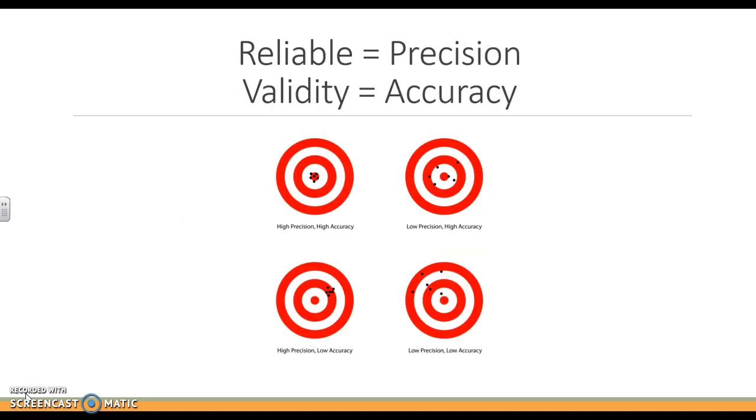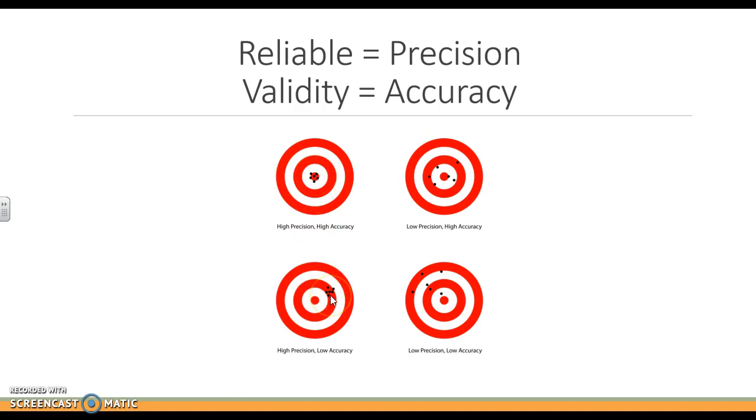So quick review. When we're talking about reliability, we're talking about the idea of precision. So here we are very reliable. All of the dots are right in a row. And here we're also very reliable. All of the dots are right in a row. The difference is that this one is also valid. We're also accurate. We're hitting the bullseye that we're intending.